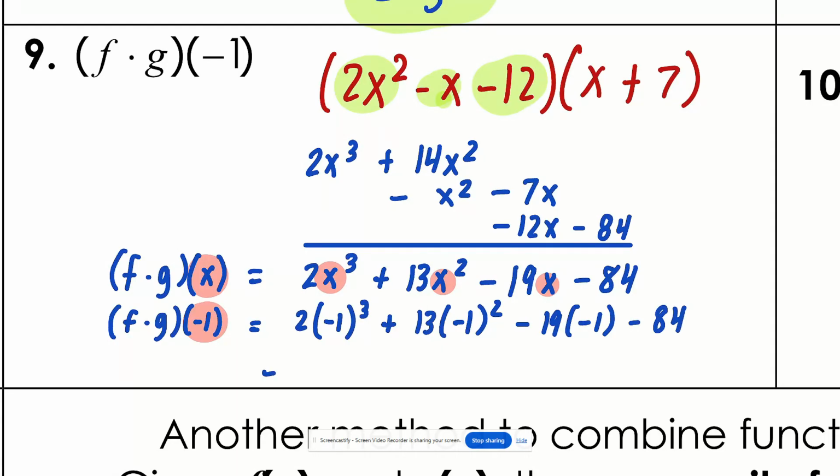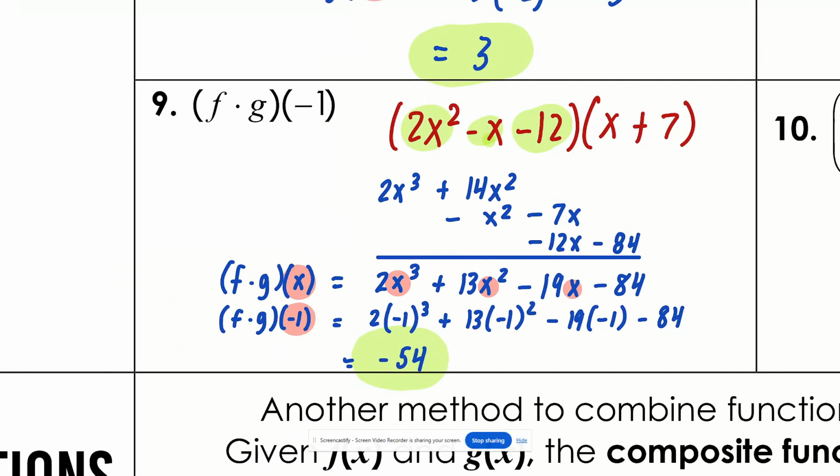You don't have to think. You just have to plug it in exactly like you see it into the equation. Every time we saw x, we plugged in negative 1. If you type that in your calculator, you get negative 54. So guys, look, f times g of negative 1 equals negative 54. That's my answer. All right, that's my answer.